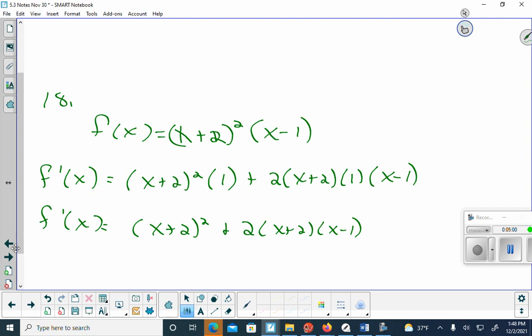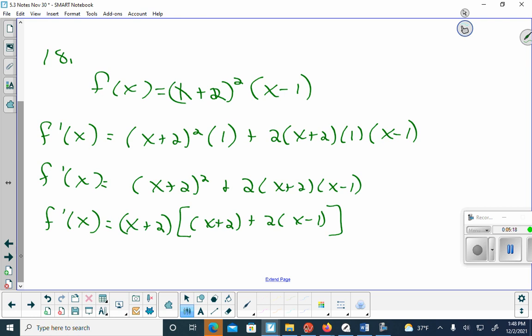Did you factor out an x plus 2? So if I factor out an x plus 2, I'm going to have a bracket. Here I'm left with 1 times x plus 2. And then here I'm left with 2 times x minus 1.